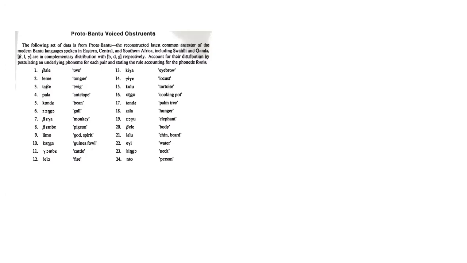Okay, hi everybody. What I'd like to do right now is work through this data set with you together. Look at this Proto-Bantu data set, and I'll give you a sense of what I'm looking for and how you might go about solving this problem. The very first step that you always want to do is check for minimal pairs.